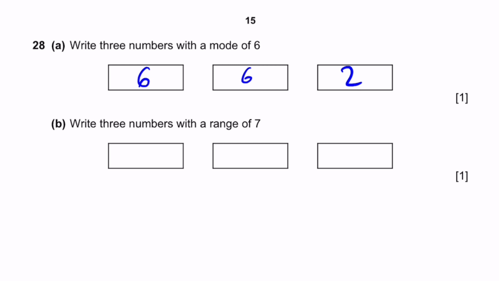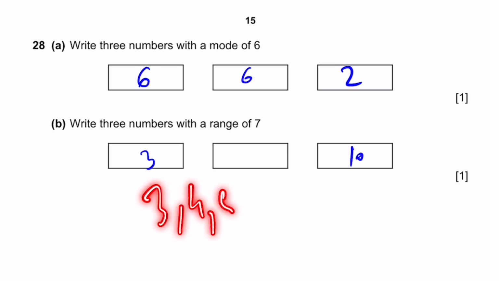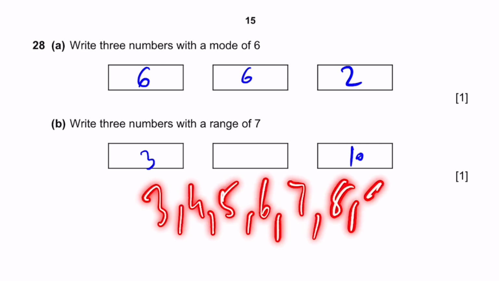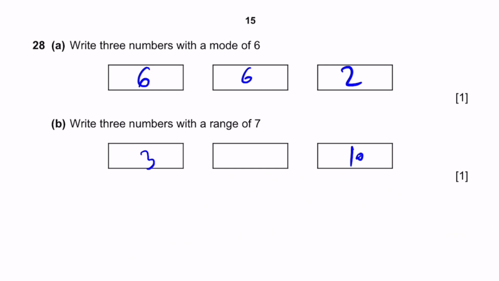B. Write three numbers with a range of 7. Range means when you subtract the largest minus smallest, you get 7. So let's say 3 and 10, they both have a difference of 7. 10 minus 3 is 7, right? So if this is largest and this is smallest, the other number should be in the middle of the two. So it can be anywhere from 3, 4, 5, 6, 7, 8, 9, and 10. You can write any one number. I shall write 5. And with that, I come to the end of the paper.